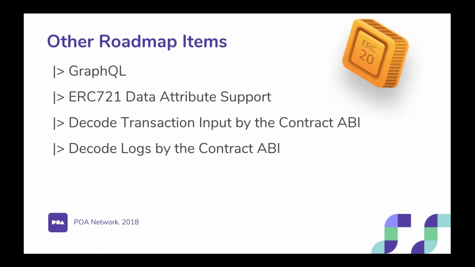So a couple other roadmap items that we're looking at. We want to continue on our GraphQL. We've had some great excitement around that from our community members, which we're excited about. Another excitement for our community is ERC 721 data attribute support. So this is names of the tokens and different attribute features like showing the image in the Explorer of this particular token. There's some famous games out there like CryptoKitties. So we're looking to show this type of information for the user right inside BlockScout.